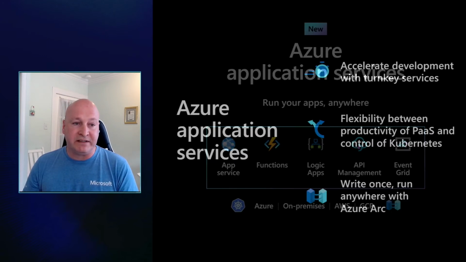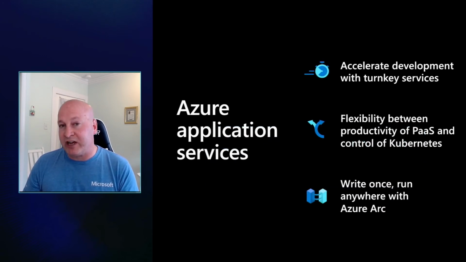The three key benefits you get from using Azure Application Services are: enable your development teams to accelerate their continuous development and deployment of their applications using purpose-built services. Your organization can now choose between hosting the PaaS services on Azure or on your own Kubernetes if added control is required, or if the application needs to run outside of Azure. And lastly, with Arc, you can now build your applications once and run them anywhere.